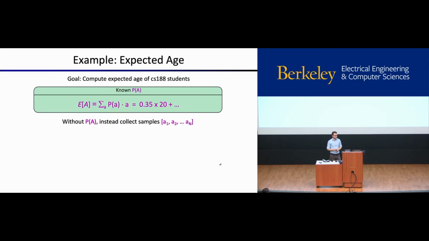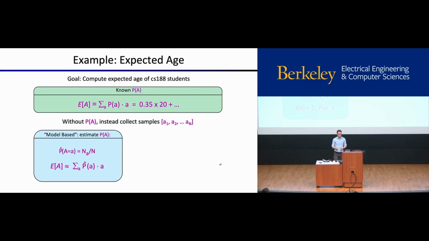So one option, and this is the model-based approach, is we could learn a model. We could try and estimate P of A, right? So we do our whole counting thing again. We say, well, how many times did someone answer that they're 20 years old, and how many people did I ask? And then I can estimate P of A, and we'll call that P hat. That's our estimate. Once I get P hat, I can do the same thing as in the green box. I can say, all right, I have my model. All I have to do is calculate the expectation, multiply every age by the probability that that age occurs, and now I have my expectation.